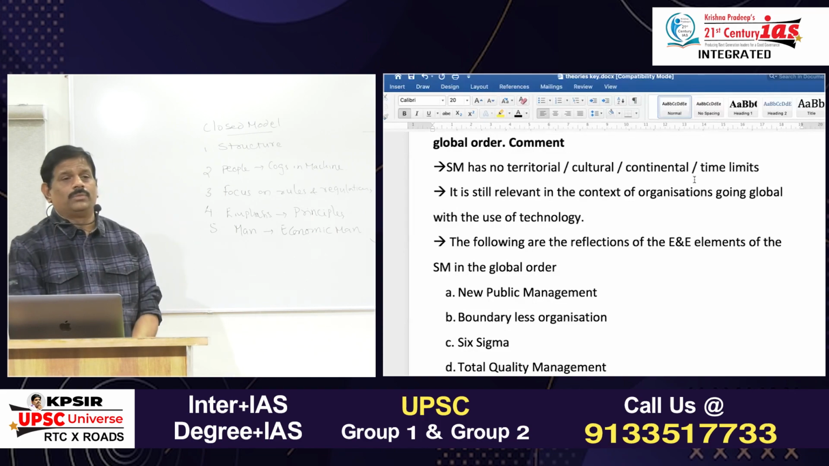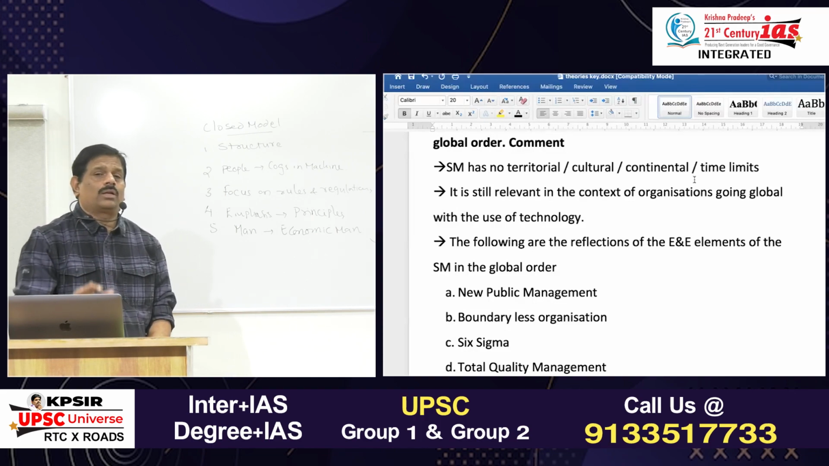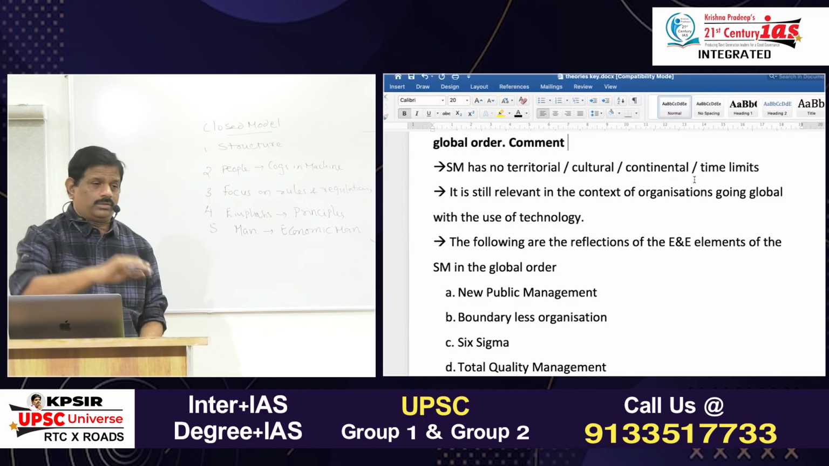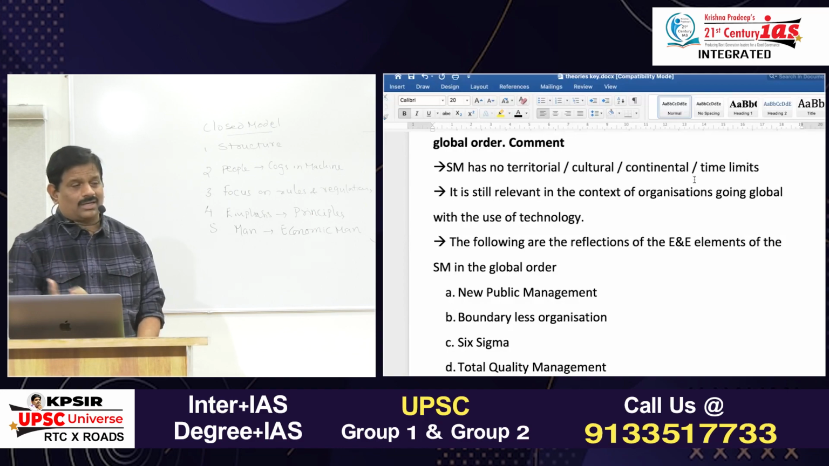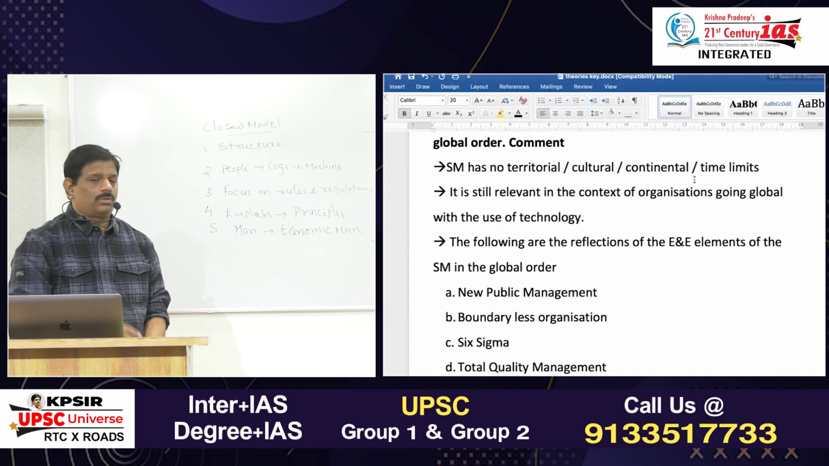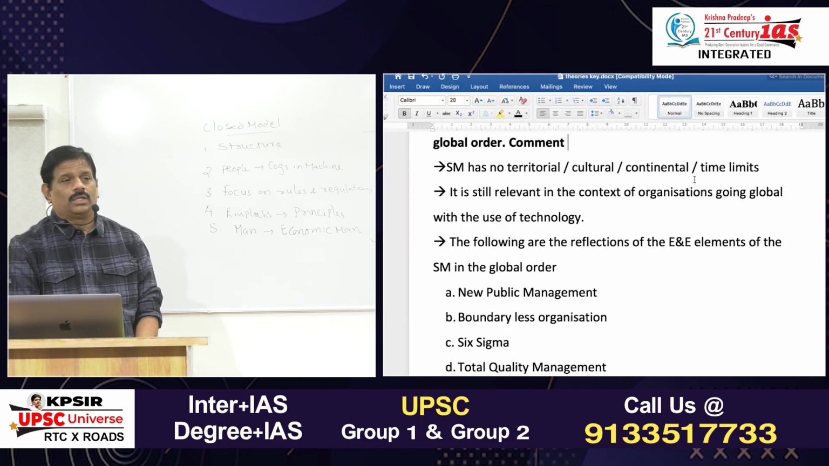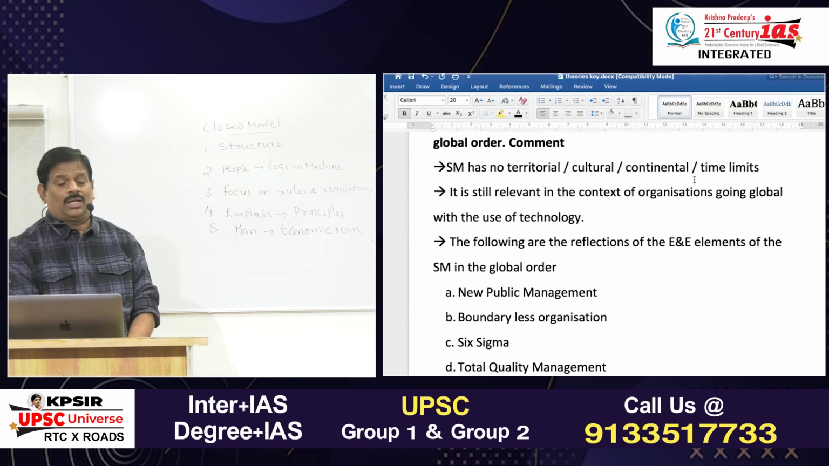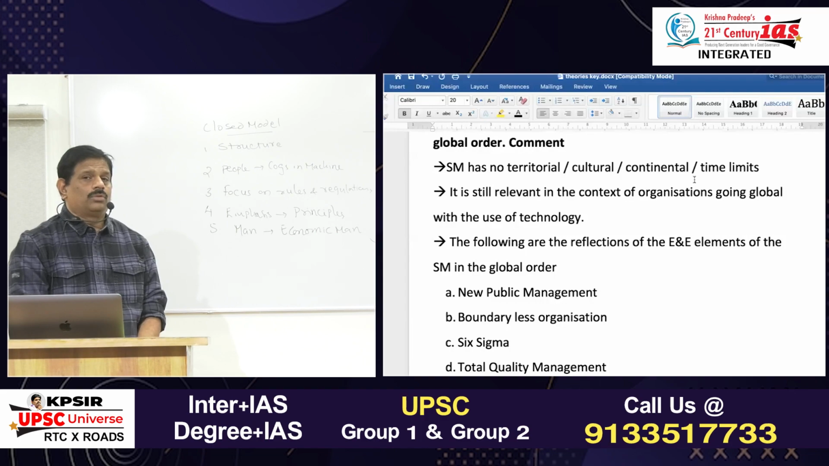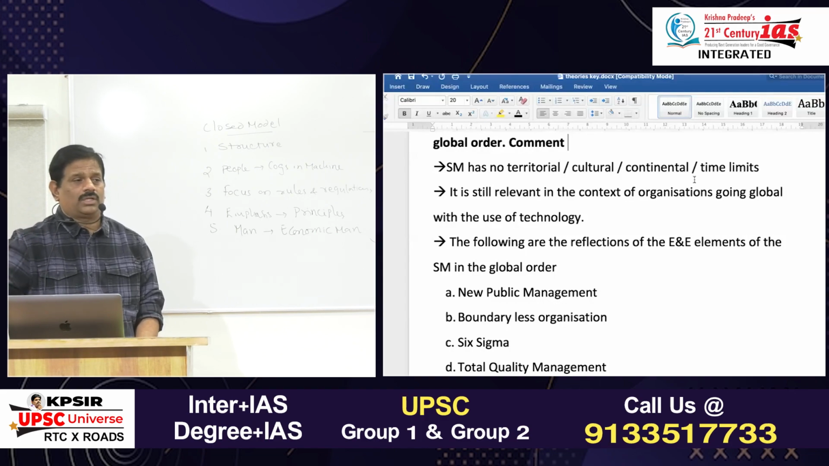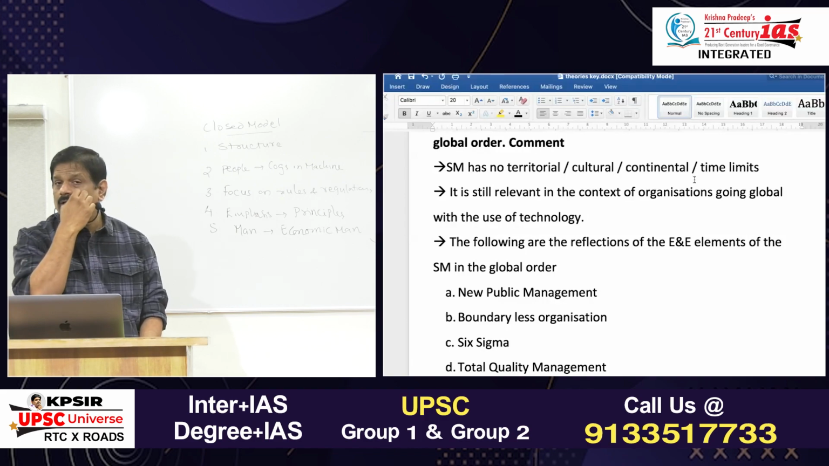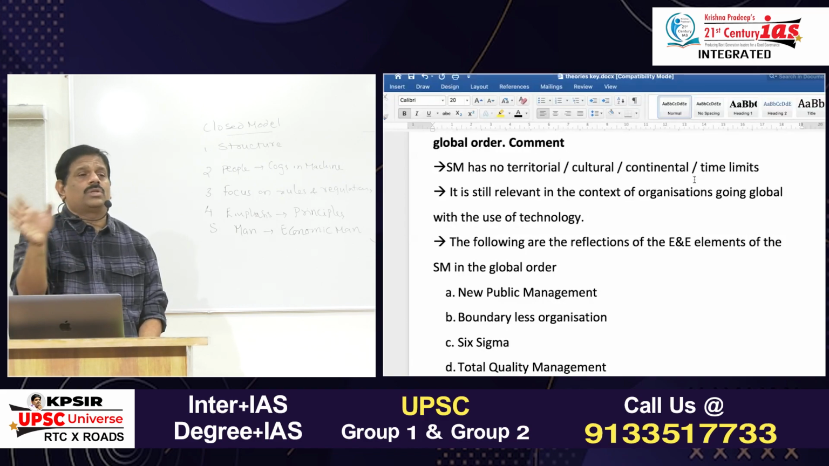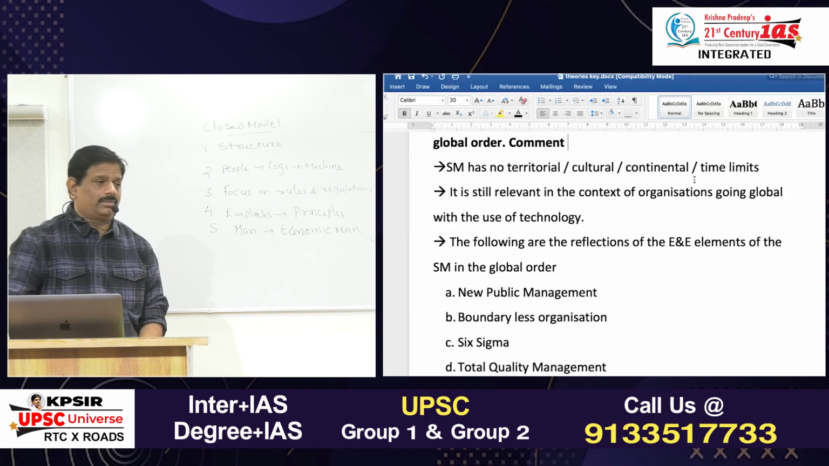Organizations are going global because today no organization is a local organization with the adoption of the technology. Suppose even a pawn shop, a tea shop is also going global with the use of the technologies, with the application of the mobile apps. So the local flavors are going global because of the use of the technologies. And anyway, there are mega organizations which are having their global presence.